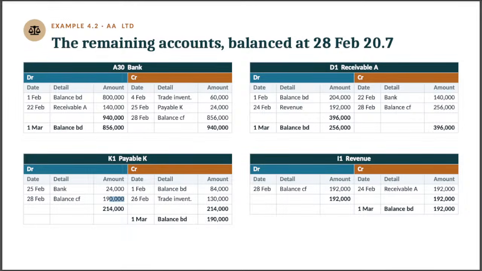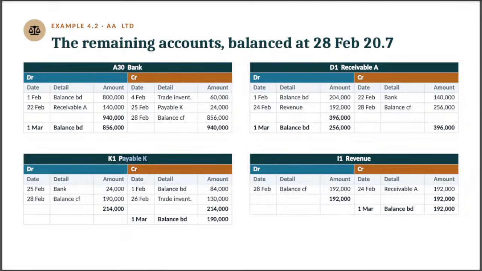All right, so on the credit side, the balance down here was $84,000. On the 26th of February, we have trade inventory under the payable here. We got on credit 130,000. So total 214,000. Everything there we subtract, and we get 190,000, just as we did over here. So this is our balance down, 190,000. That's what we owe here on payable K.